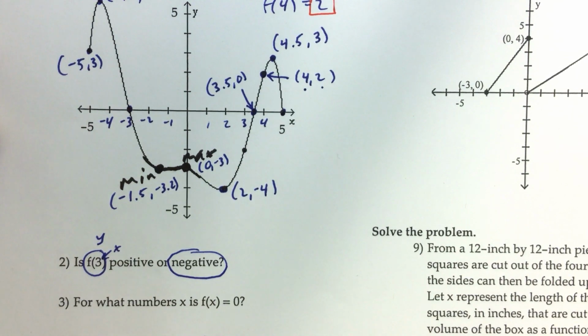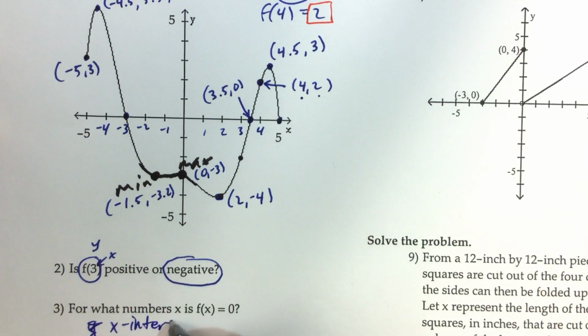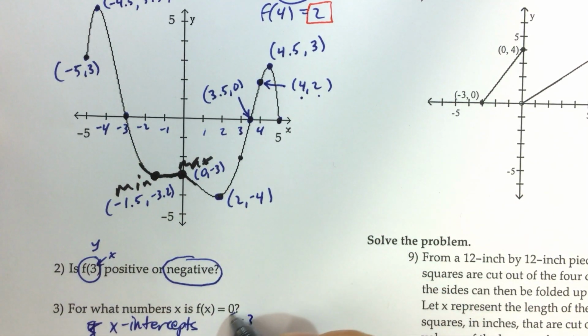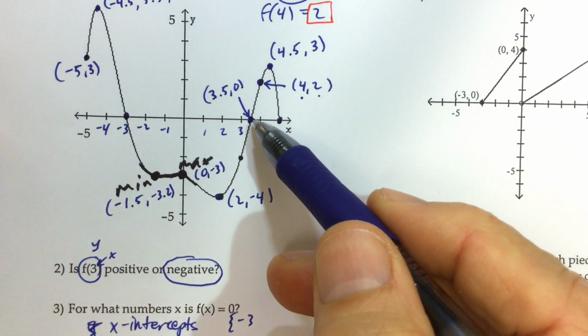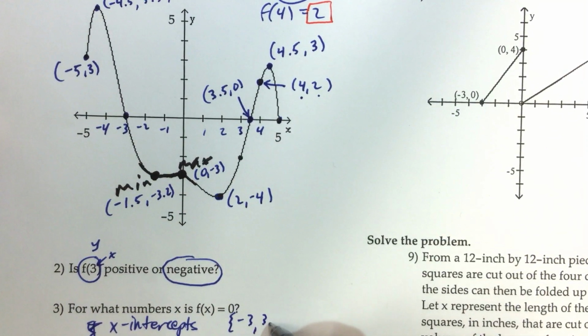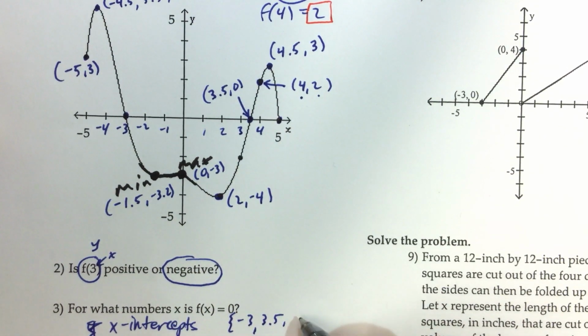For what numbers x is f of x equal to 0? So f of x is equal to 0 where we have, not y-intercepts, it's x-intercepts. Wherever the x-intercepts are, the y coordinate is 0. So we have x is equal to negative 3. I estimated that other point right there as 3.5. And then we have another x-intercept where f of x equals 0 at 5.